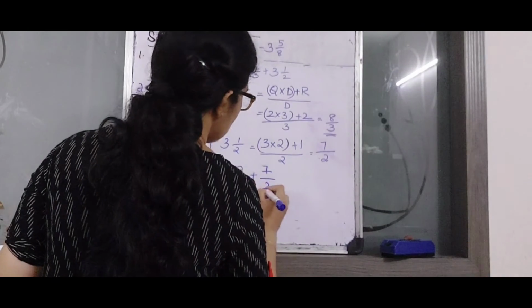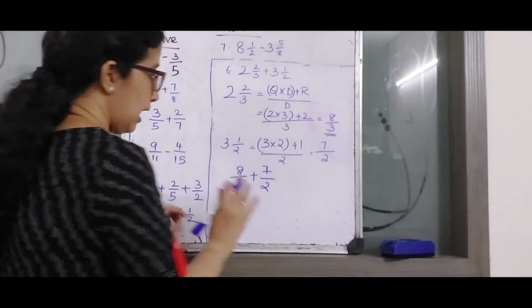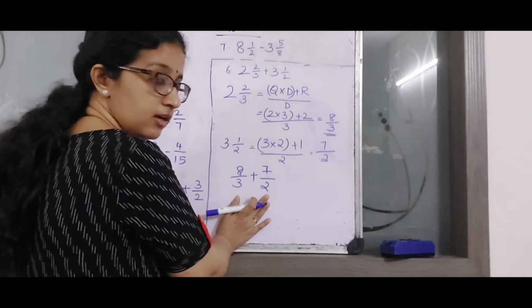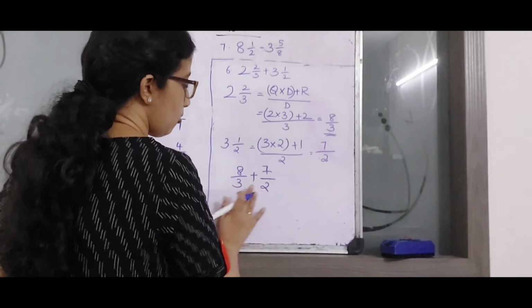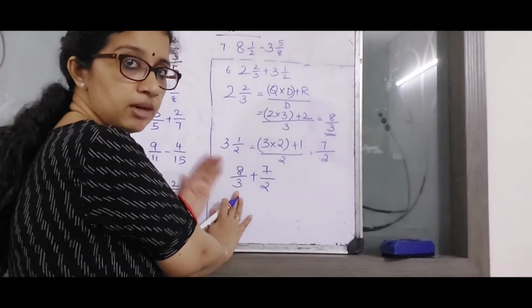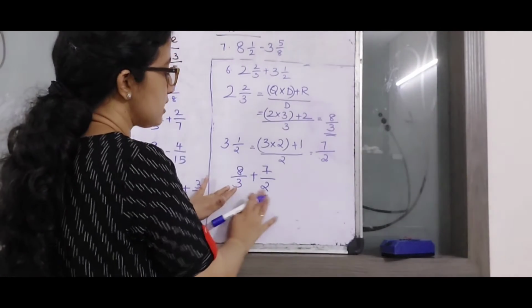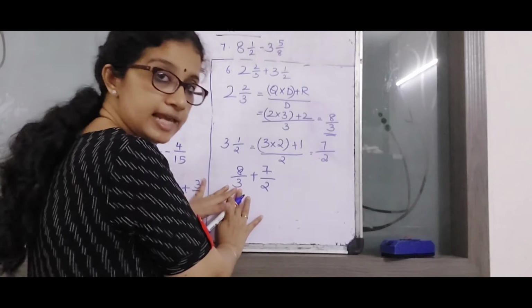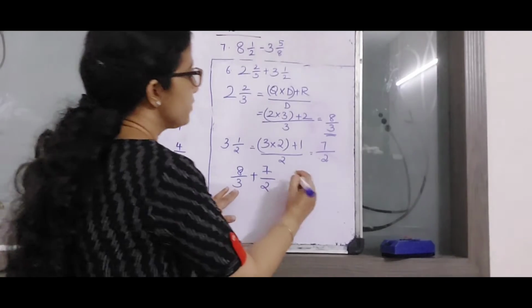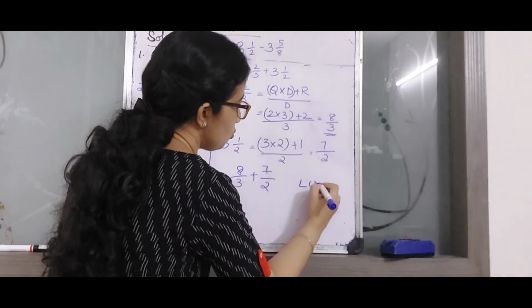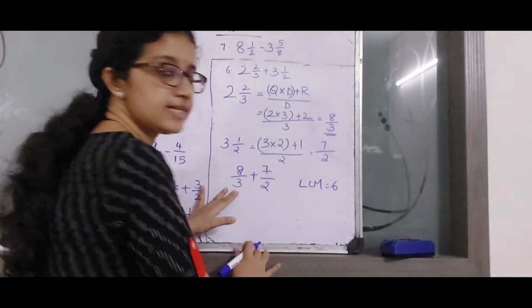7 by 2. Okay, now how to solve this? We have to convert both the denominators to be the same number to solve this, right? So how to convert these two into the same number? We have to take the LCM of 3 and 2, which is 3 into 2 is equal to 6.